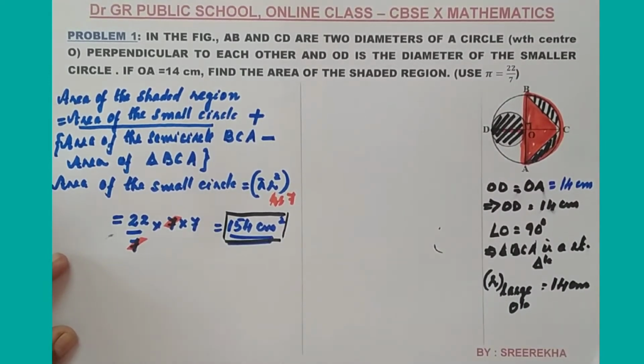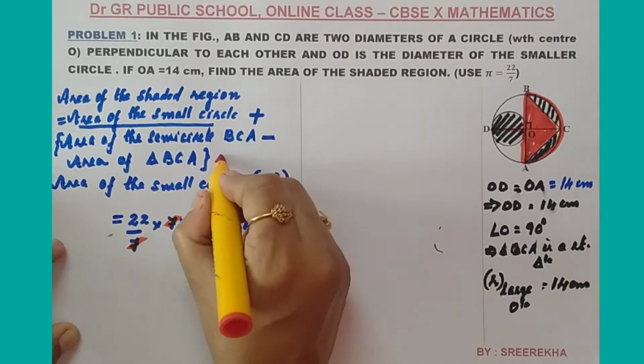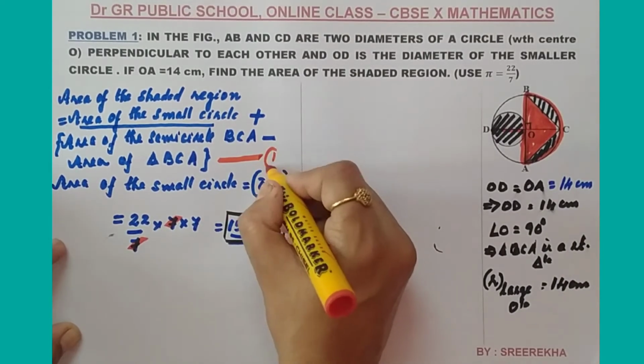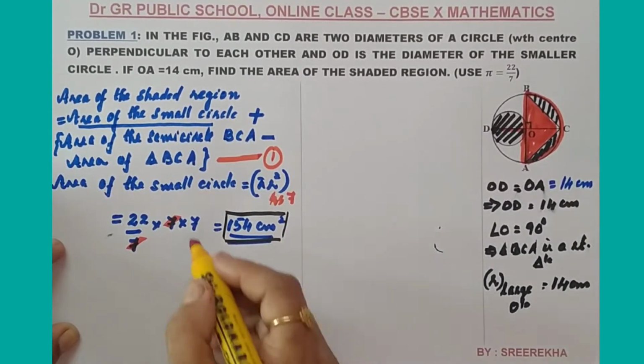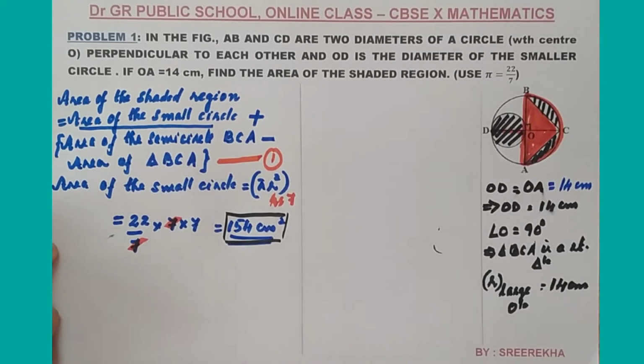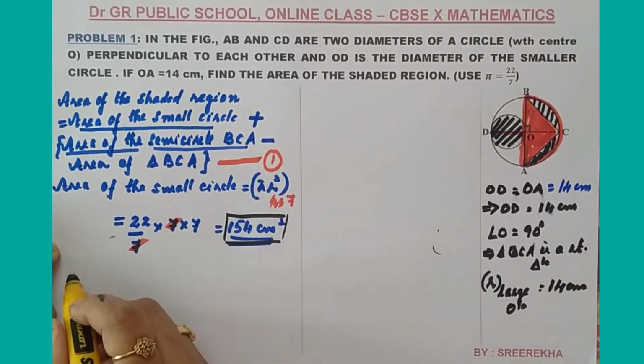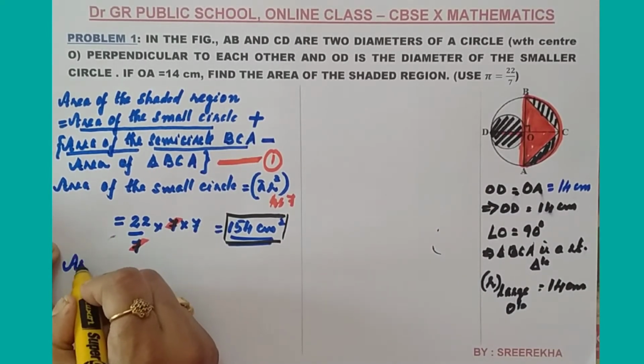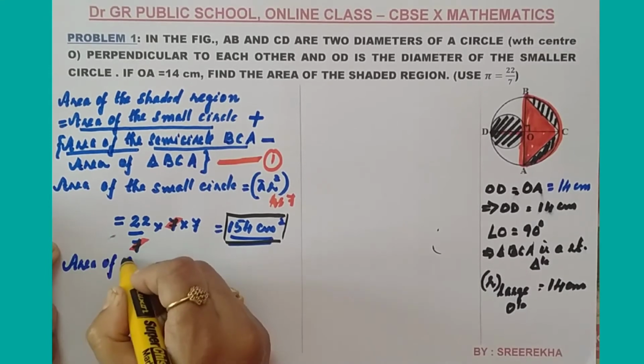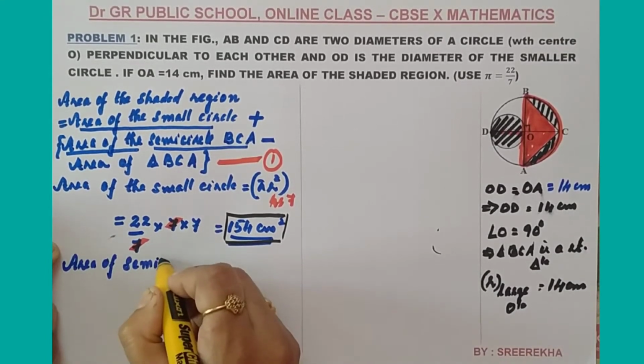I am going to take this first equation as equation number 1. Finding each area separately and substituting in this, you will get the final answer. Now I am going to find the second area, that is the area of semicircle BCA.